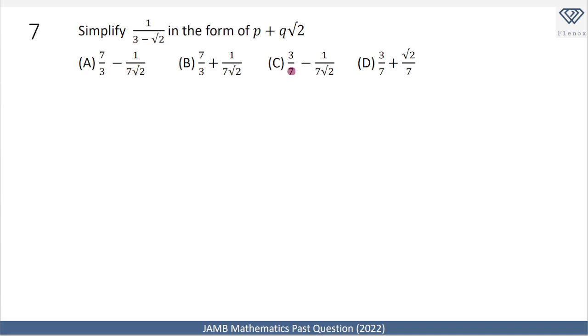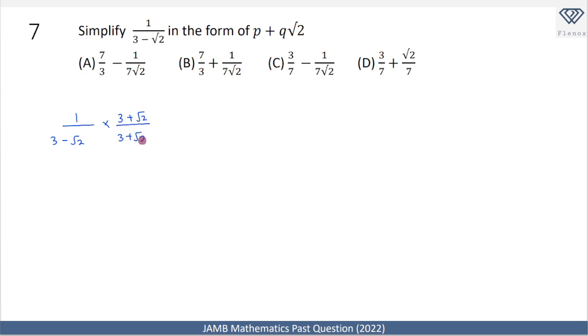So now let's move on to this question where we've been told to simplify 1 over 3 minus root 2 in the form of p plus q root 2. Now this is a classic question on the rationalization of surds, and to rationalize this surd, what we're going to do is to multiply the numerator and denominator by the denominator, but we're going to change the sign. So this is just going to be 1 over 3 minus root 2 times 3 plus root 2 over 3 plus root 2.